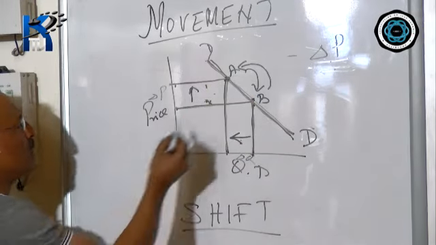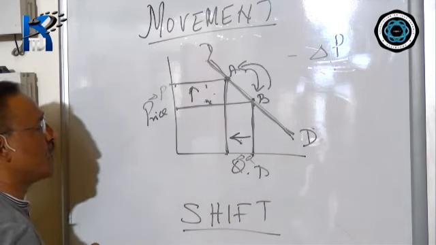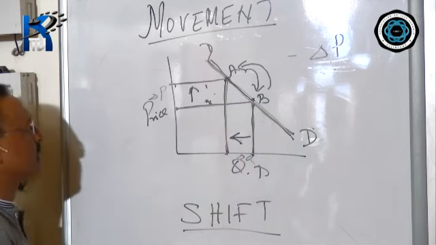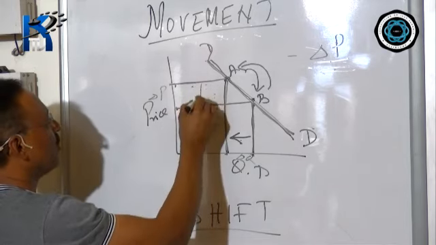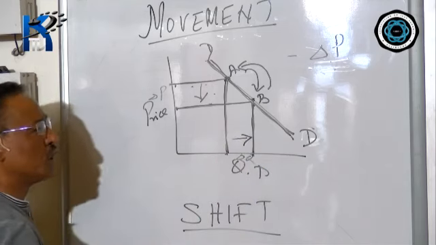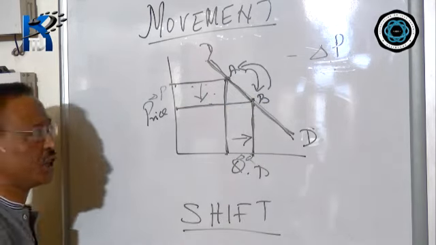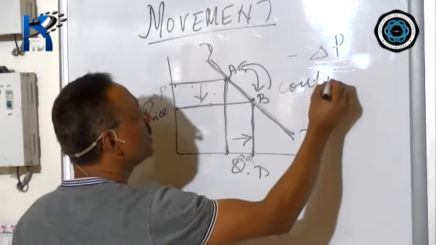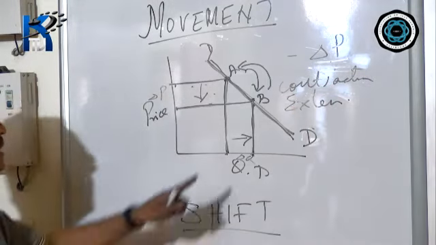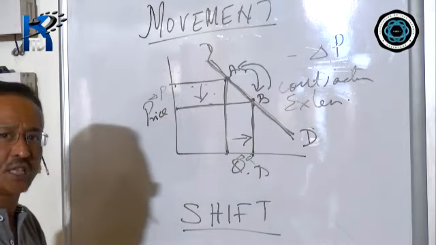When there is a change in the price, then there is movement along the same demand curve DD. When price increases, what happens? There is decrease in the quantity demanded, you move from B to A. It is called contraction. If price falls, what will happen to the quantity demanded? It will increase in quantity demanded, you move from A to B. This is known as extension. You'll understand contraction and extension. Change in the price, other factors remaining constant.